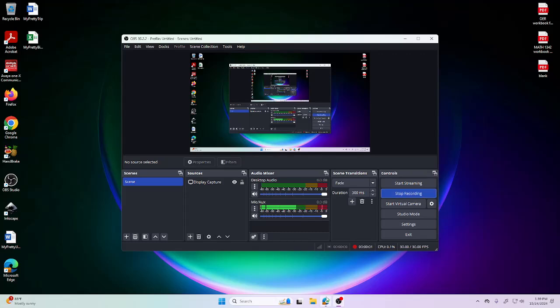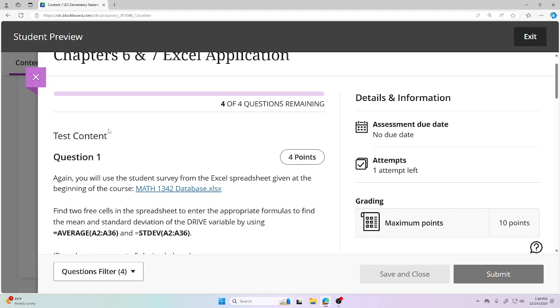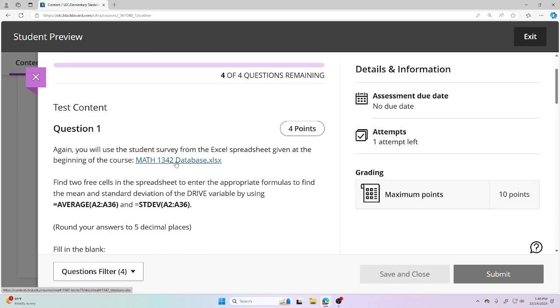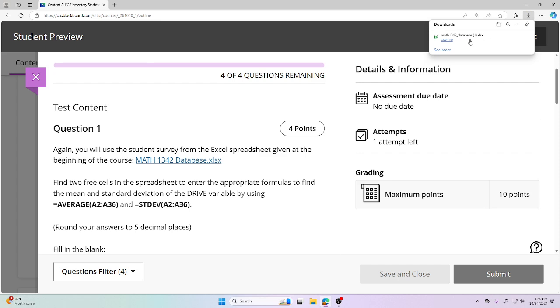So we're recording, and we're going to be doing the chapter application here today. First off, they're saying you need to get this database again. We've already had this a couple times. Let's go ahead and pull it up, just like we always do. And like we always do, make sure that you enable editing at the top, that kind of stuff.